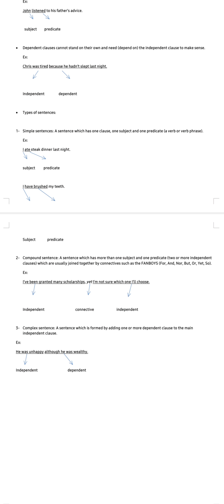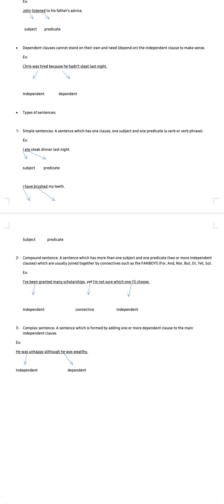Okay? I've been granted many scholarships, yet I'm not sure which one I'll choose. I've been granted many scholarships is an independent clause. I'm not sure which one I'll choose is an independent clause. If you take each and any one of them, it can make a sentence on its own. So you have independent, and then you have your connective yet, which is one of the fanboys, and it acts here like a plus. Okay?